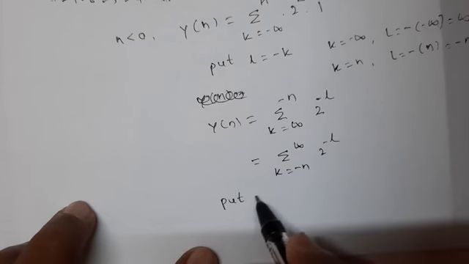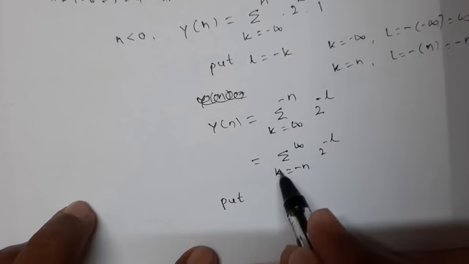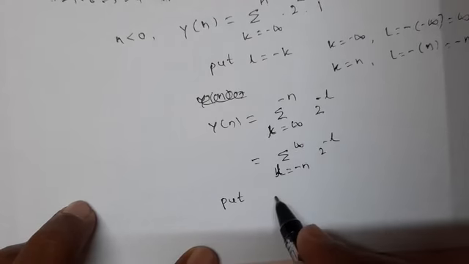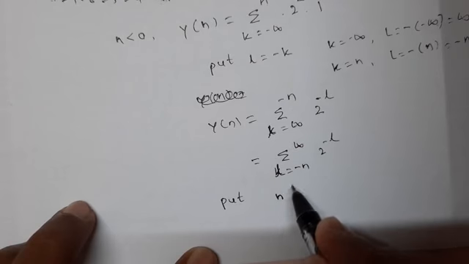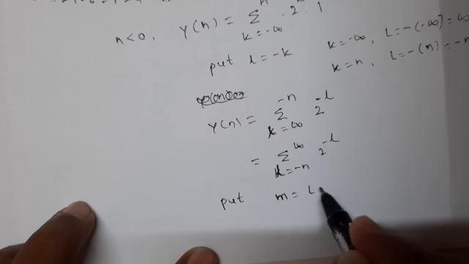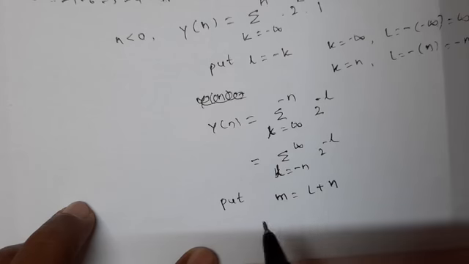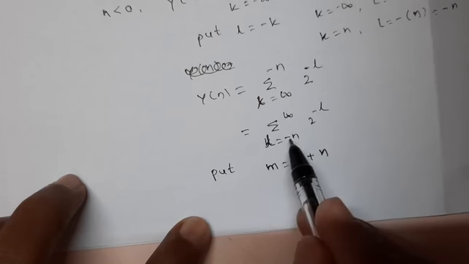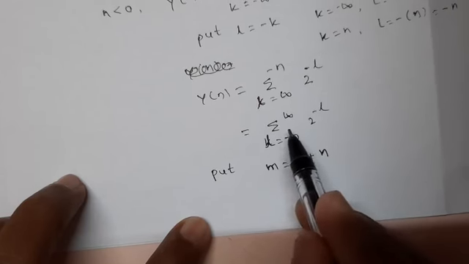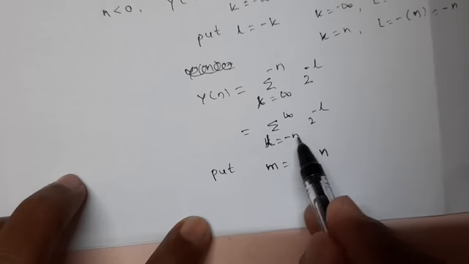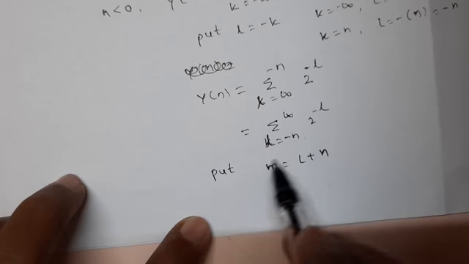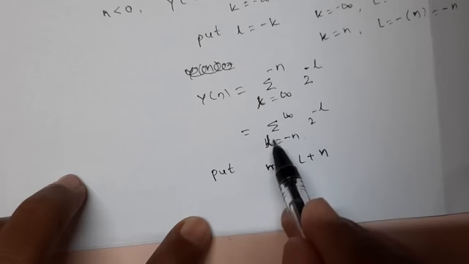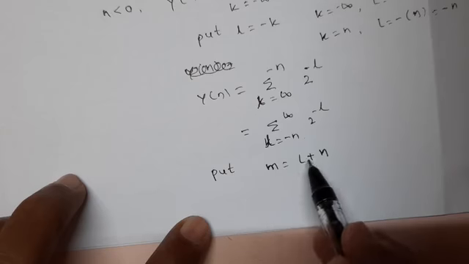Now, this I will write as L. Now I will try to write it as: put m equal to L plus n. Why? Because you can check here, you want L from 0 to infinity, right? So if I write plus n here, then it becomes minus n plus n, 0. So I am taking this as plus n, meaning L, you shift this minus n here, L plus n. So you can write this L plus n as m equal to L plus n.